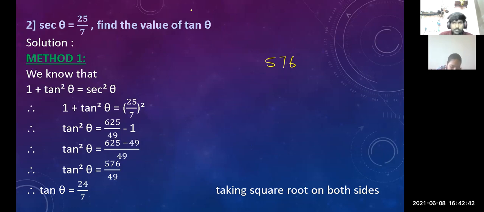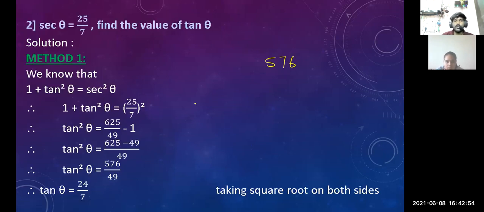How did we do 625 minus 49 upon 49? Why did we do that? We did cross multiplication, right? If you see, it was 625 upon 49 minus 1. This had to be solved. So now this can be done by doing cross multiplication, LCM.